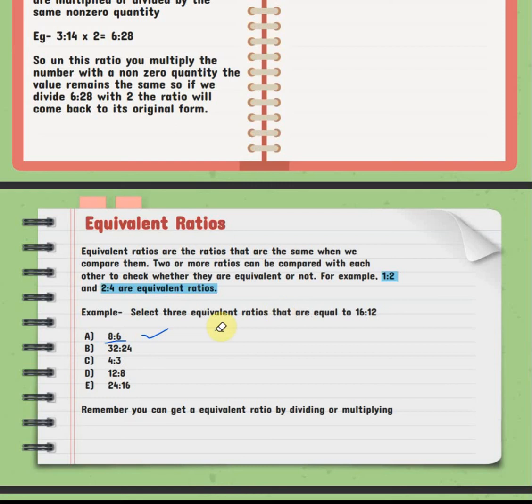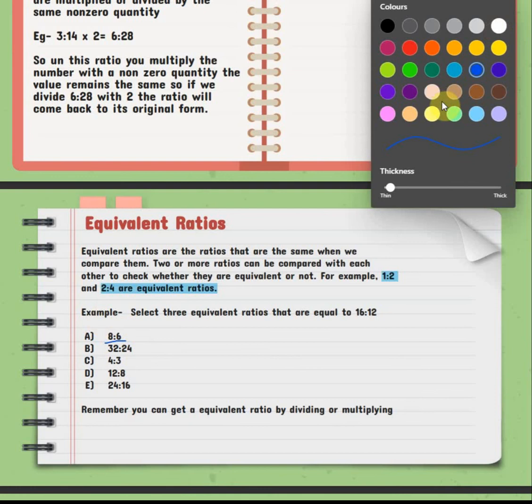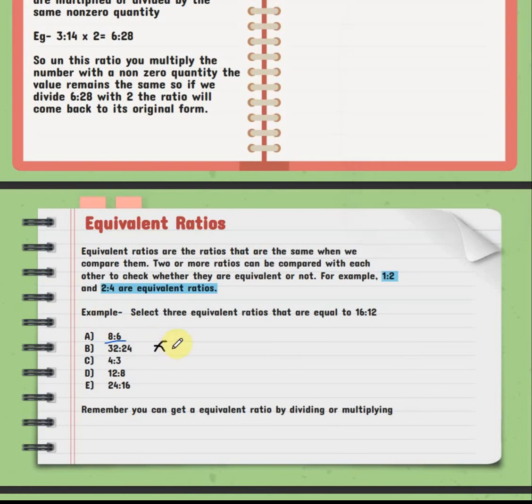Okay, let's see another one. 32:24. Now can you guys pause this video and see if it is equivalent or not, and also find out the reason. Okay, let's continue. So 32:24. If we multiply the ratio 16:12 by 2, both of these numbers, then it will come as 32:24. If divided by 2, it will come back to its original form. So this is also an equivalent ratio.